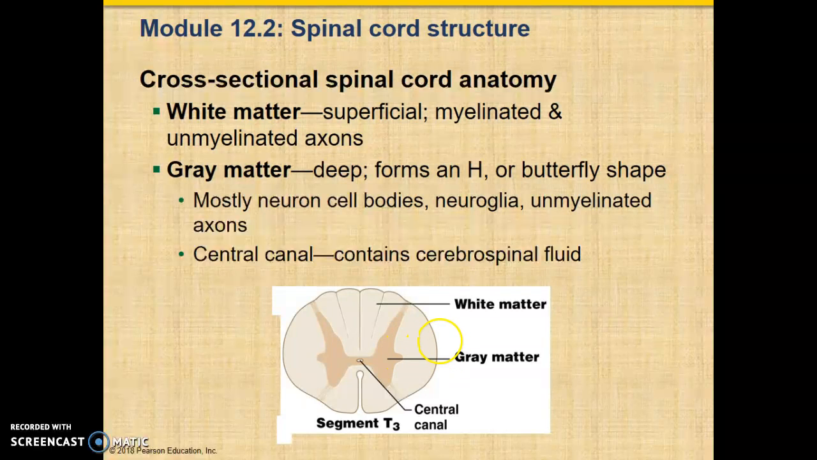Back to the cross-section, the white matter is superficial to the gray matter. The white matter consists of myelinated and some unmyelinated axons. Gray matter is unmyelinated axons and cell bodies and neuroglia. And in the center is this central canal, and that contains cerebrospinal fluid, CSF.